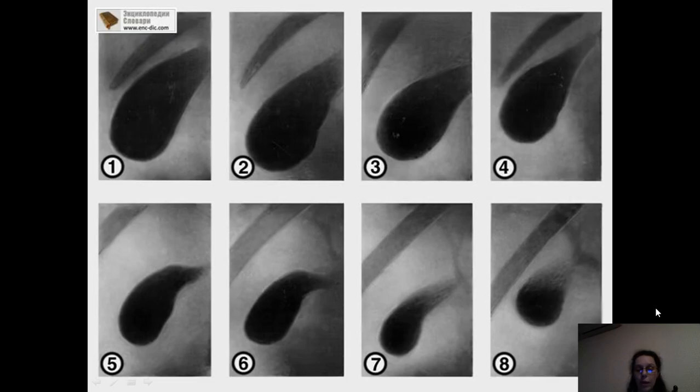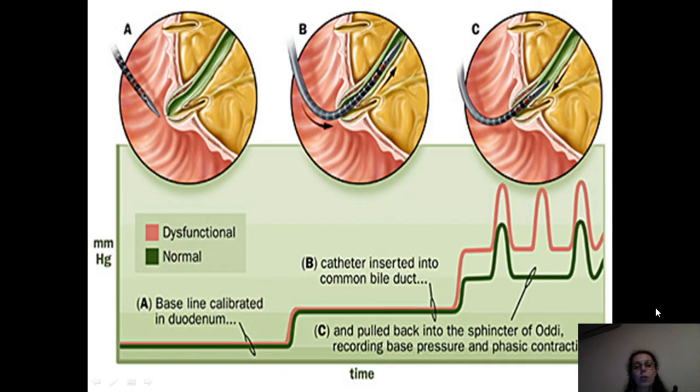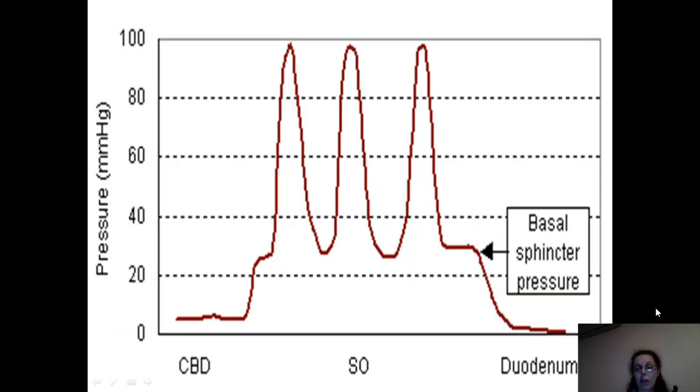contraction of the gallbladder. Sphincter of Oddi manometry. This picture illustrates its principle. You introduce the tube with the device which fixes the pressure at the end of it into the sphincter of Oddi, and then to the terminal part of the common bile duct, and you fix the pressure in the terminal common bile duct, in the place of the sphincter of Oddi, and actually in the duodenum, and create the graphic of it.